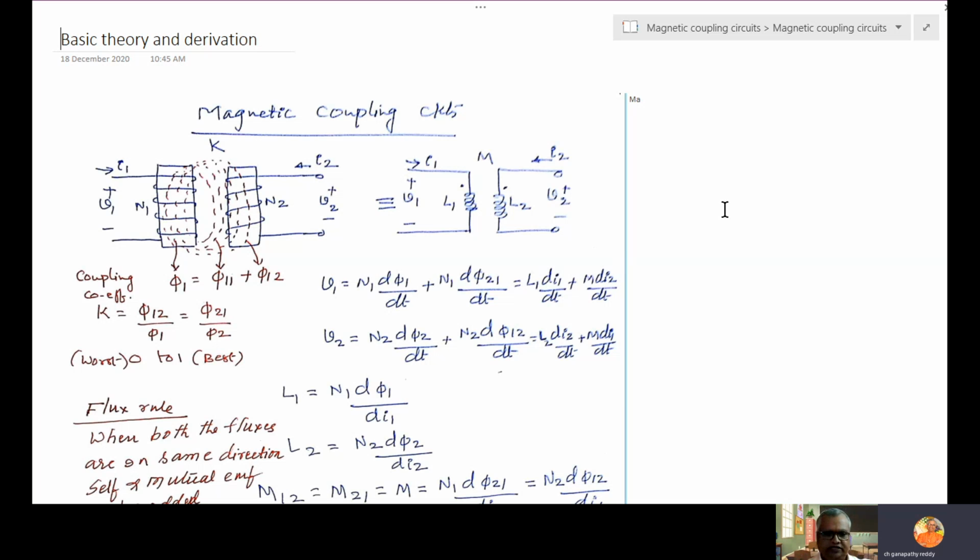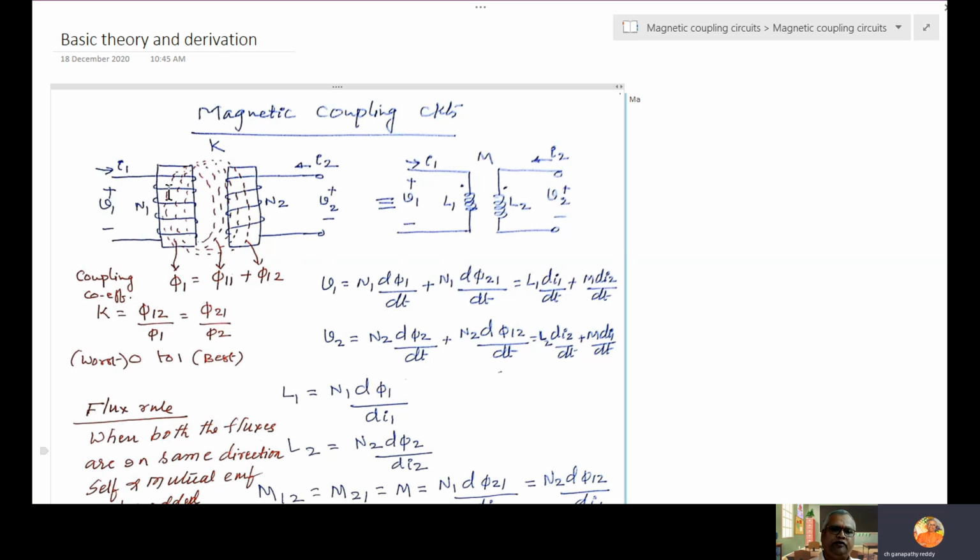This topic is not complicated, just a little bit of confusion. The confusion can be eliminated if you listen to all the classes carefully. Mainly we focus on the dot concept: the meaning of the dot and the sign convention of the dot. The whole topic will go around the dot, the dot convention. Now let me explain. This is the basic theory and there is a derivation. So we study the fundamentals now.